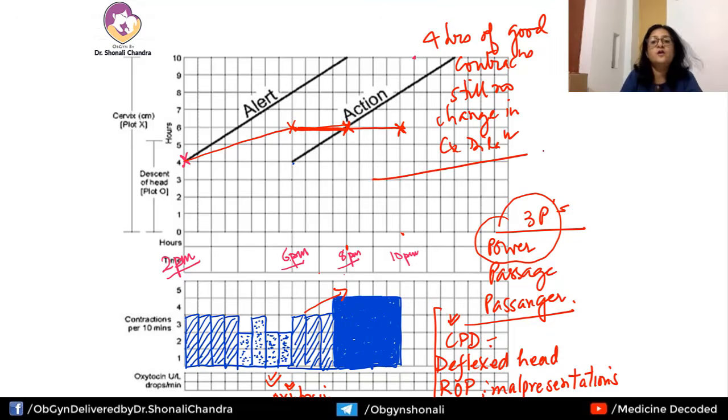This is what we call arrest of dilatation. So we diagnose arrest when there is at least 4 hours of good contractions and there is no appreciable change in cervical dilatation. Okay, now let's talk about another clinical scenario.